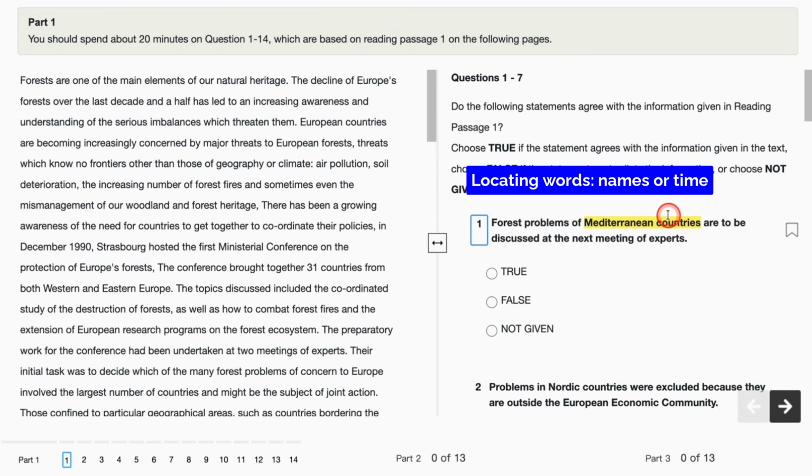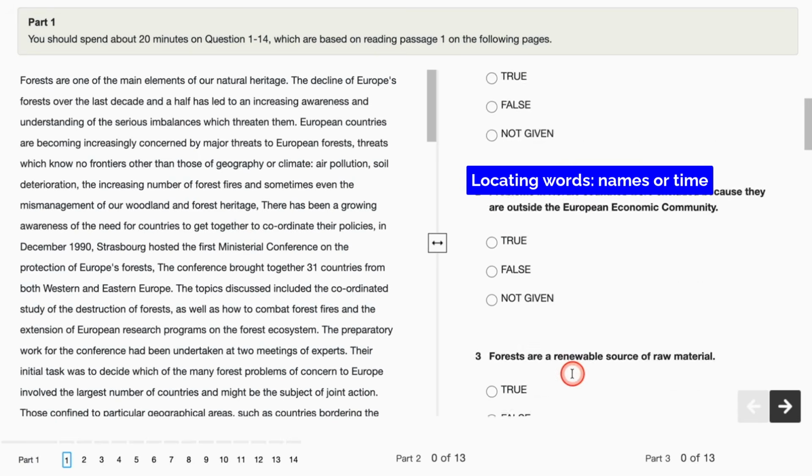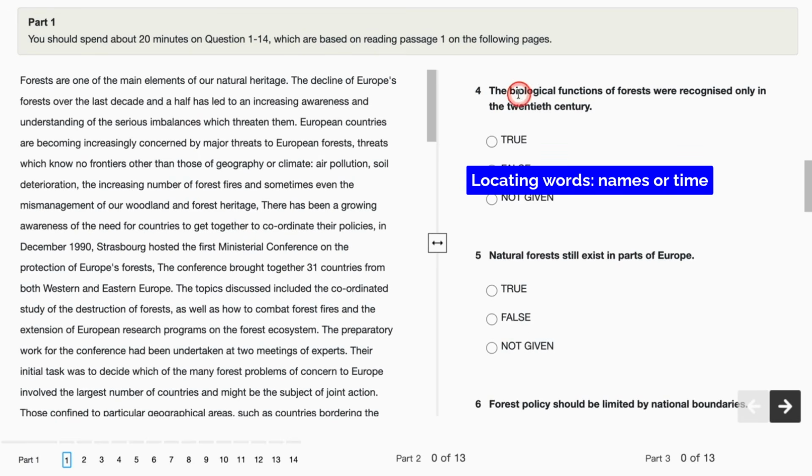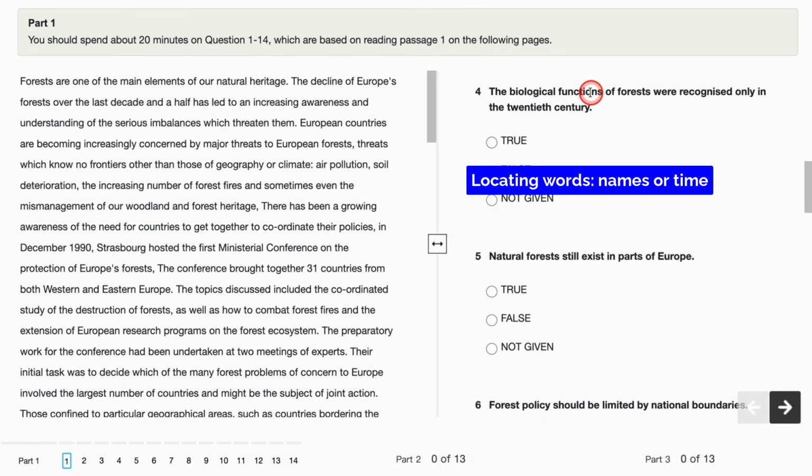So why do we use names or time references as locating words? Of course, other words can also help us locate the answer in the passage, right? For example, for question 4, "The biological functions of forests were recognized only in the 20th century." This question is about biological functions of forests. So we can definitely use biological functions as the locating words. However, which one is easier to remember, biological functions or the 20th century? Of course, 20th century is much easier to remember than biological functions, right?